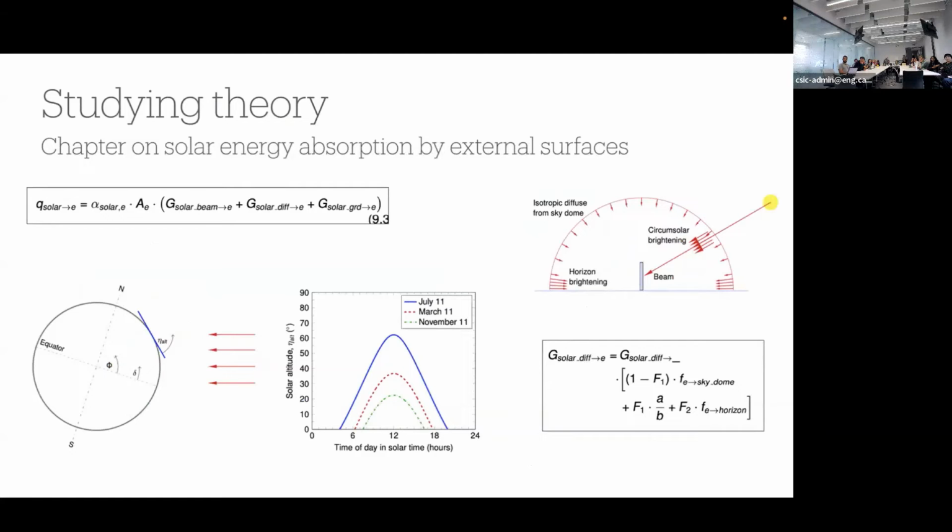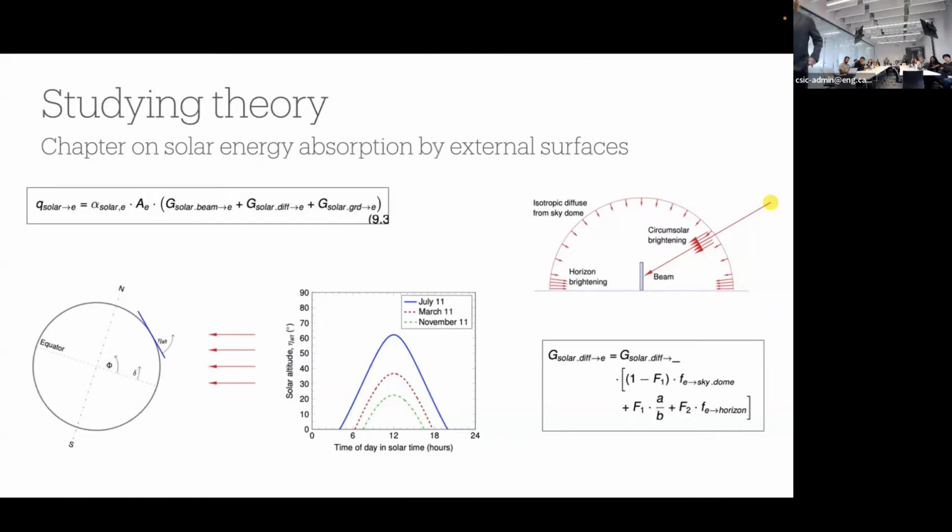And then it discusses how it's common in BPS tools to calculate that solar energy absorption on an external surface as a sum of three components. The beam component that's traveled directly from the sun without scattering, and then the sky diffuse scattering component, and then the ground reflected component. And then it talks about the theory that's used for calculating each one of those.